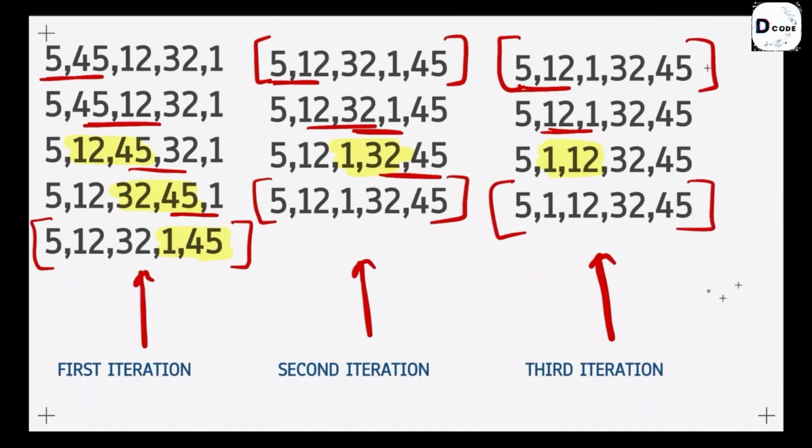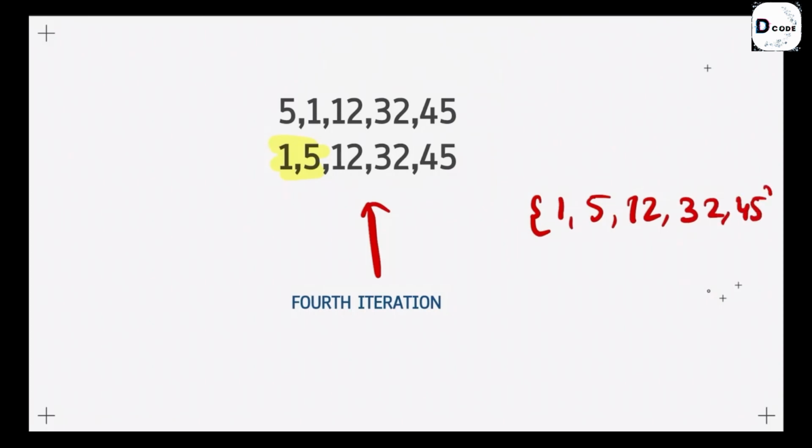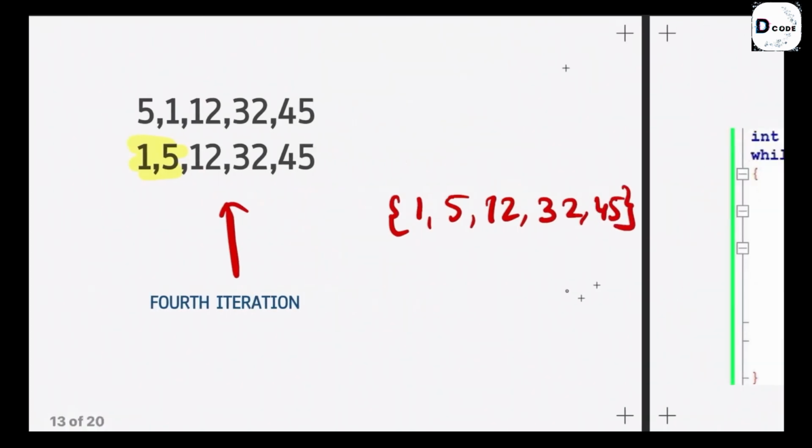Now also the array is not in the correct order. So the fourth iteration will be done and 1 and 5 will be swapped. So the final array which we got is 1, 5, 12, 32 and 45, which is in ascending order.